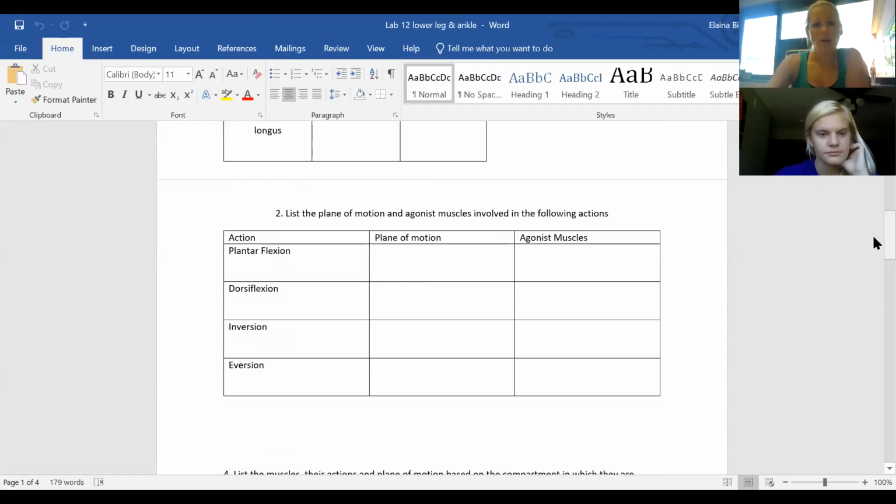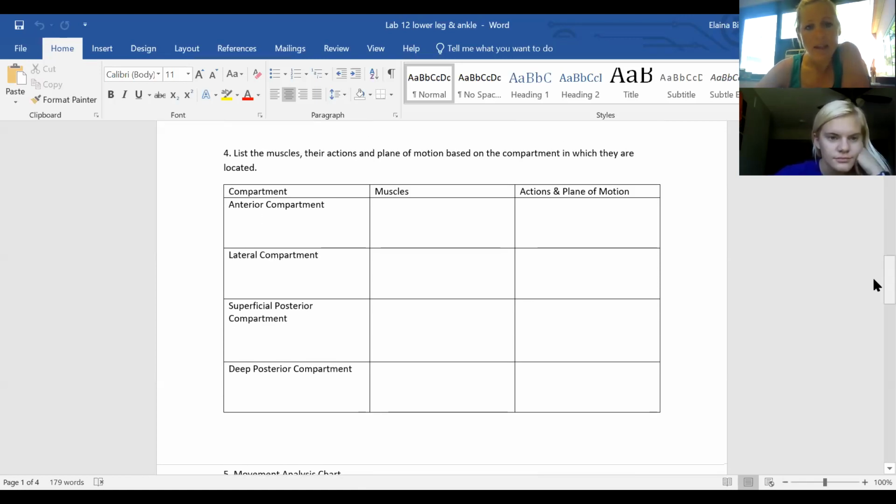Again, one other thing to note when we think about planes of motion that has been confusing for a lot of people is inversion and eversion. Okay, so again, that's going to occur in the frontal plane. And just look for what the agonist muscles are for each of those actions.